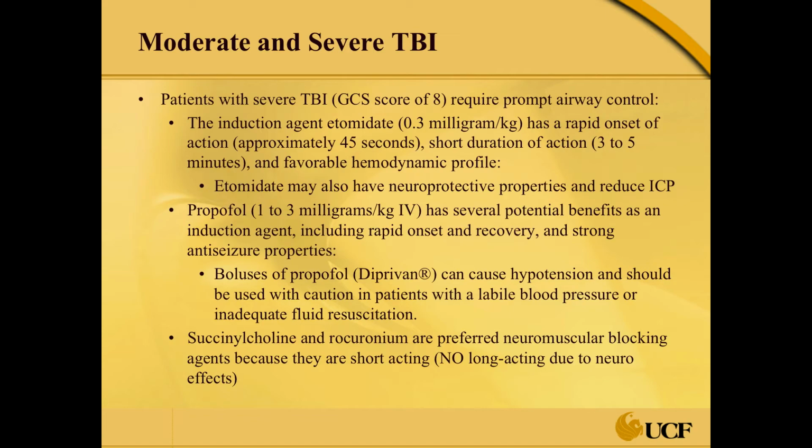And then propofol or Diprivan at 1 to 3 mg per kg through IV has several potential benefits. As an induction agent, it has a rapid onset and recovery, strong anti-seizure properties, and the other thing is it has a very short half-life, so you can stop it and wean the patient if you need to. Boluses of propofol can cause hypotension and should be used with caution in patients with labile blood pressure or who have inadequate fluid resuscitation.